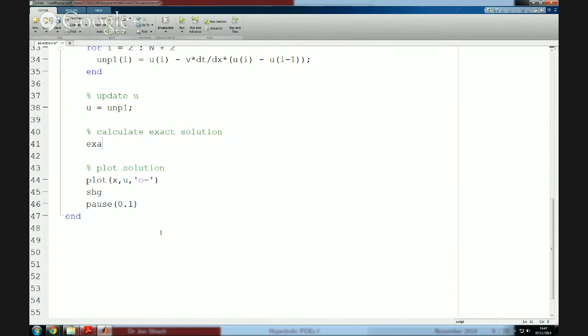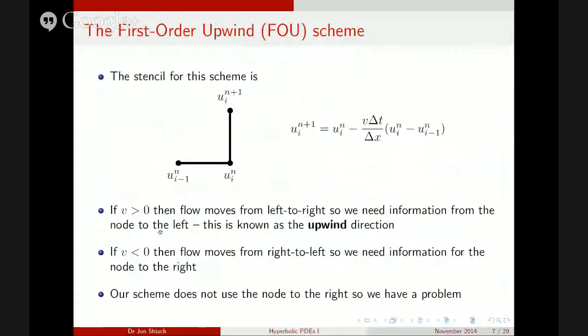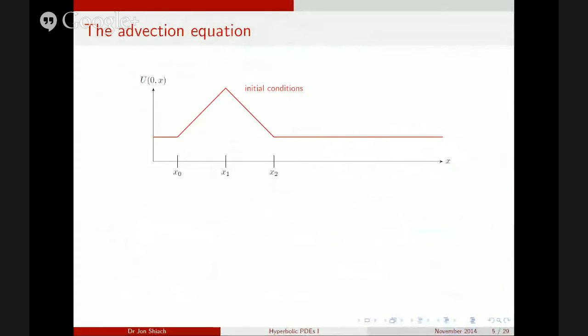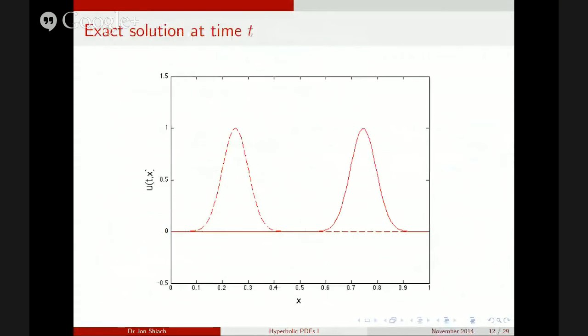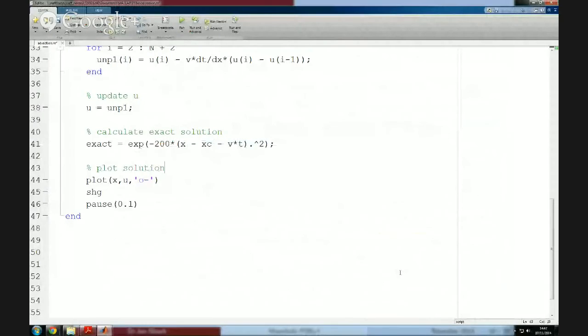Right, so the exact solution, I'm just going to call exact, is equal to exponential minus 200 times x minus xc minus b times t. Okay, I think that's correct. I'm just going to double check with the slides. Where were we? How far back was it? Oh, not too far. There we go. Yeah, so that should be that function there. Okay, so that's my exact solution. So I'm going to just plot it. I'll plot the exact solution first. I'm going to use a red line to make it look cool.